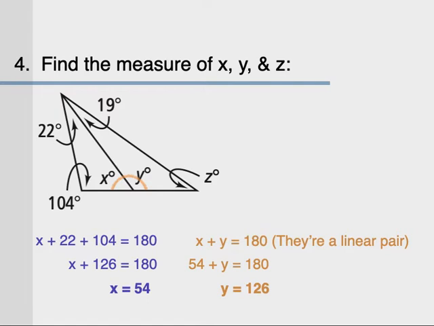And now solve for z. I recommend highlighting the triangle z is in and going from there. For z, y was really 126. So z plus 126 plus 19 would equal 180 for that triangle. You added the like terms, and then you worked to get z by itself.